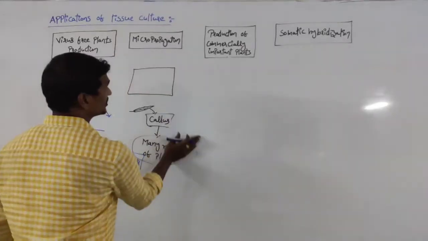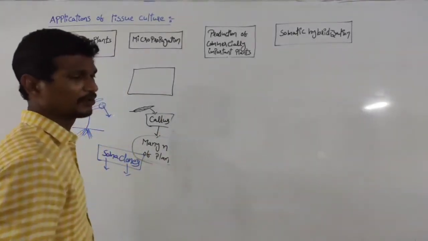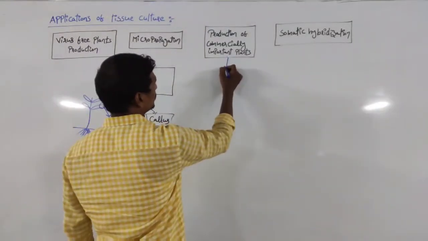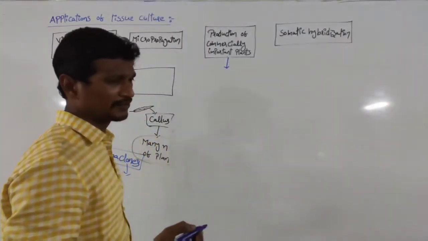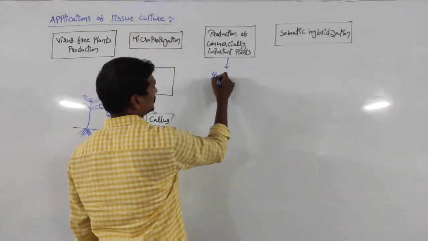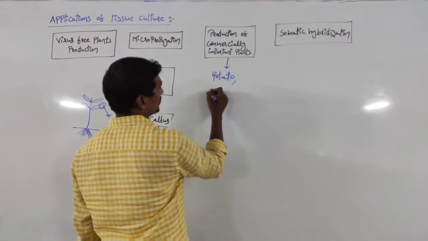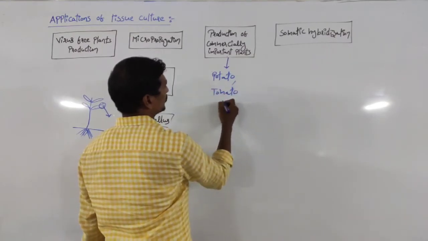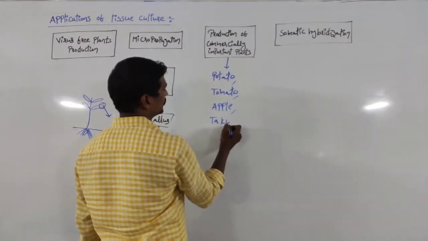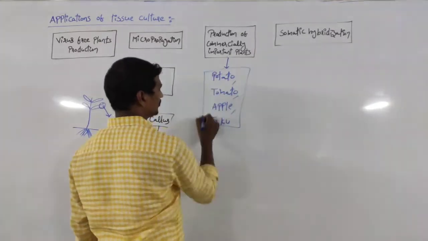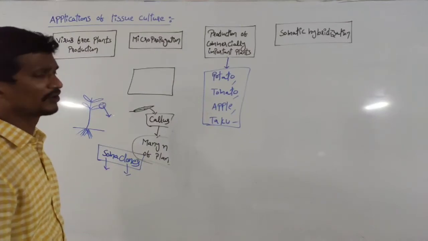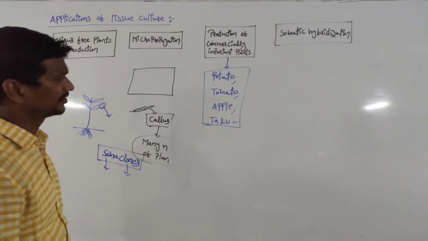And next is production of commercially important plants. Remember, whatever economically important plants are there, one of the best examples is the potato plant, and the tomato plant, and next the apple, right? And teak, we know the wood producing plant, teak, right? So these are economically very important plants, or commercially very important plants.